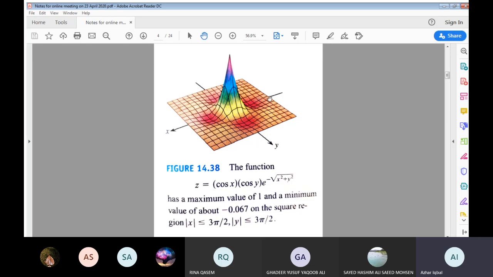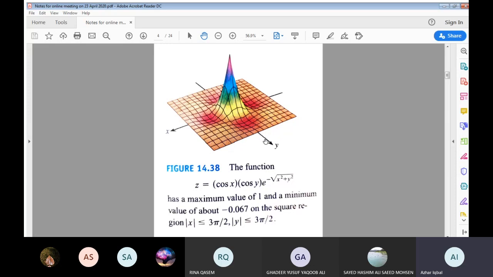starting from 0 to minus 3π/2. And likewise here, if y is increasing in this direction, you are changing y from 0 to 3π/2 here and minus 3π/2 here, so that the absolute value of y remains less than or equal to 3π/2 radians. So this is the region in the xy plane you are considering, and if you plot this function within this region three-dimensionally, you get the surface plot like here.